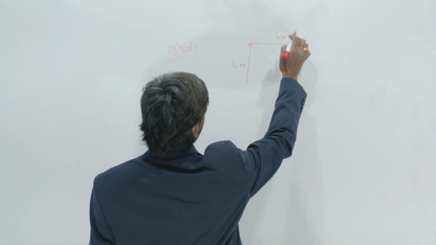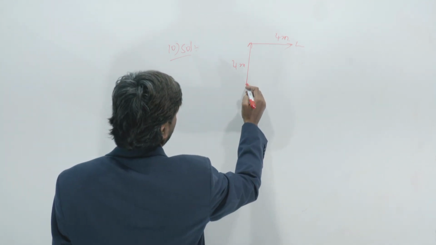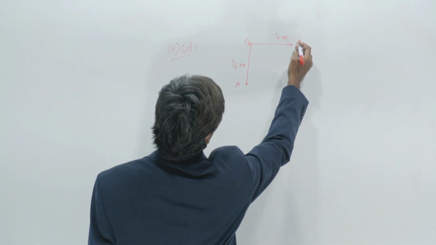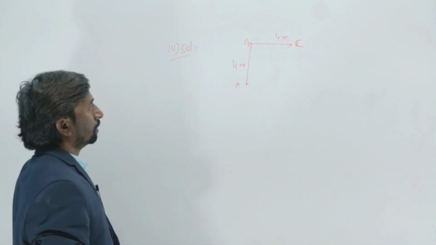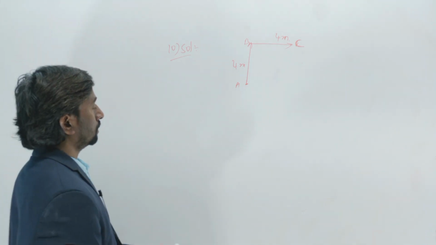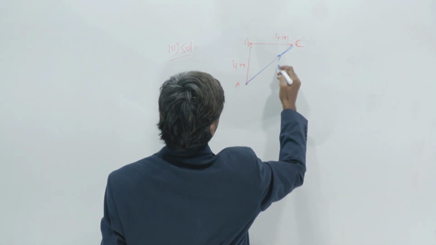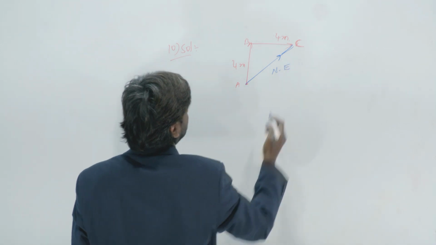So now the displacement vector they are asking for. This is A and B, and here we can write this is C. Okay, now what is the direction? A to C is this one. This will be the displacement. AC, which direction? It is the northeast direction.